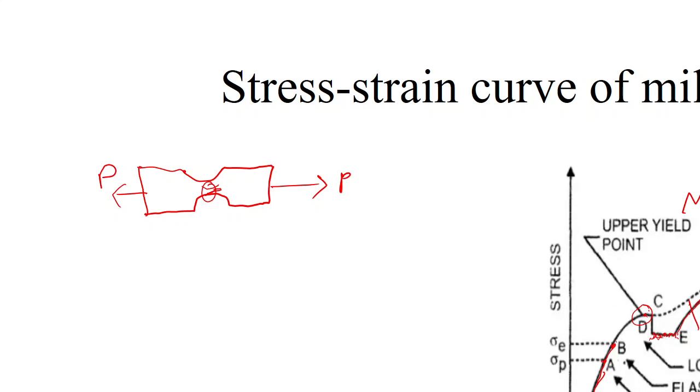Sir, why does the stress value decrease after the ultimate stress? Yeah, this is specific to mild steel. In mild steel, what is the interstitial impurity we have in the form of carbon atoms, right?